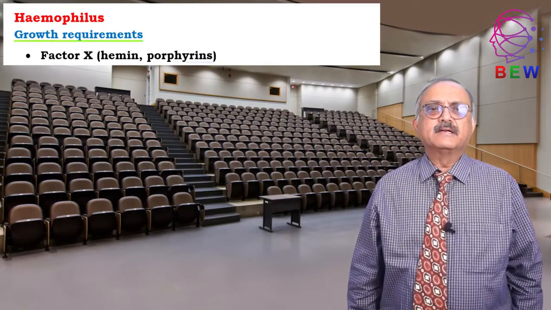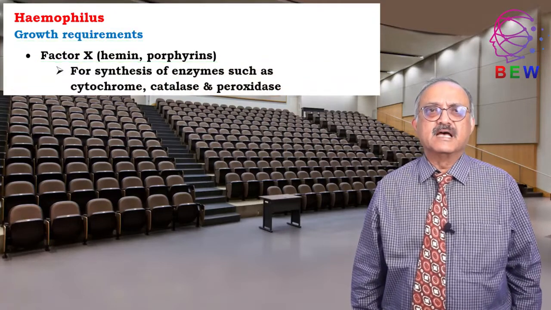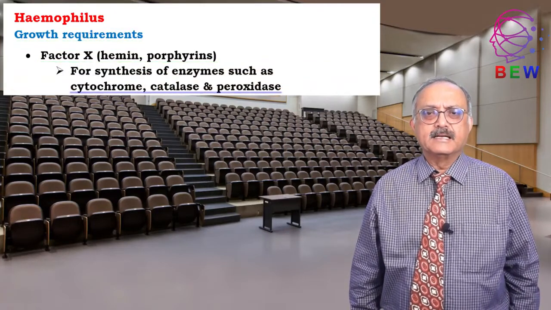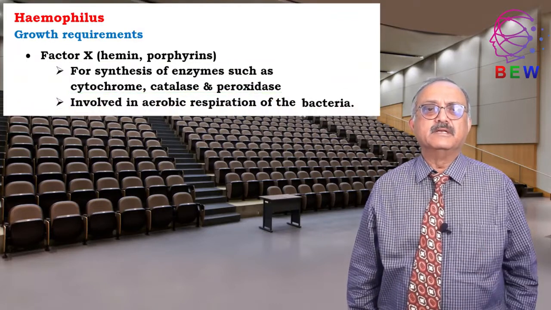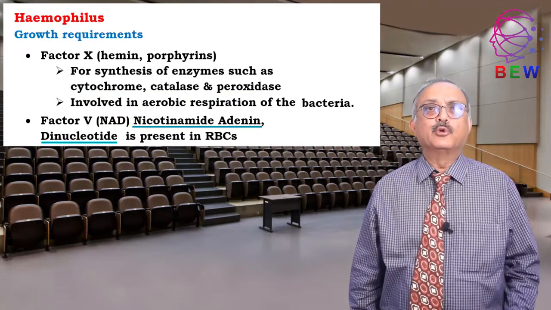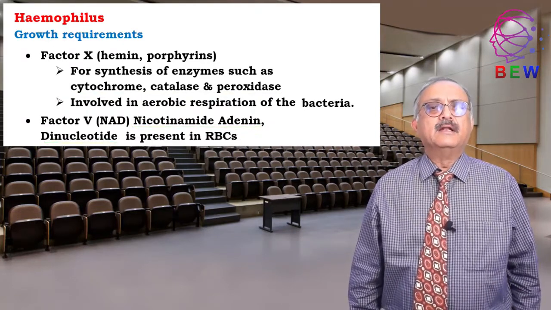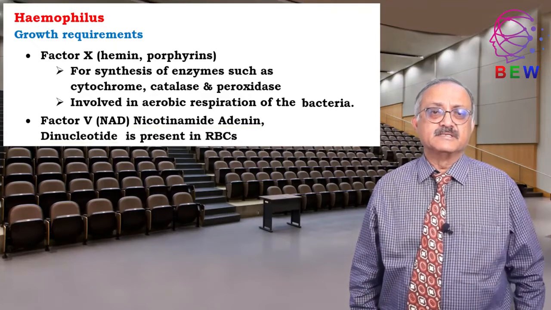Growth requirements. Factor 10 is hemin or other porphyrins required for the synthesis of enzymes such as cytochrome, catalase and peroxidase. It is involved in aerobic respiration of the bacteria. Factor 5 is nicotinamide adenine dinucleotide, NAD, and it does not grow on ordinary media unless these two factors are present.